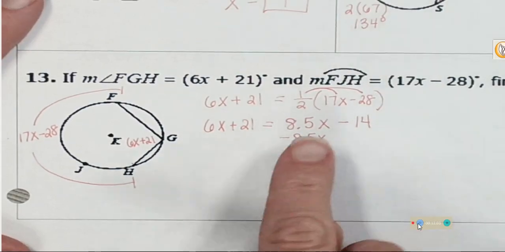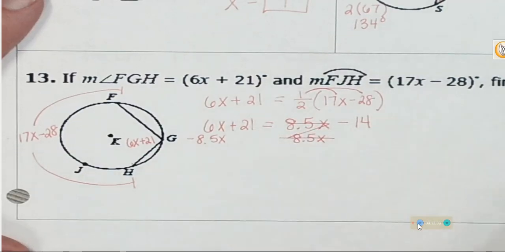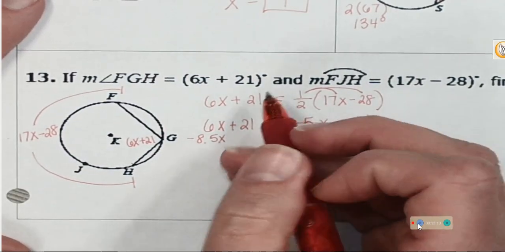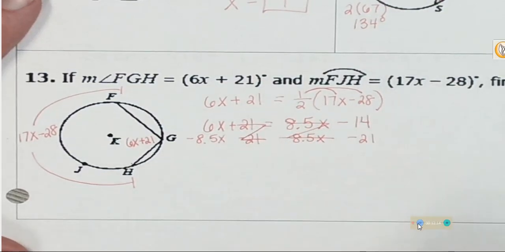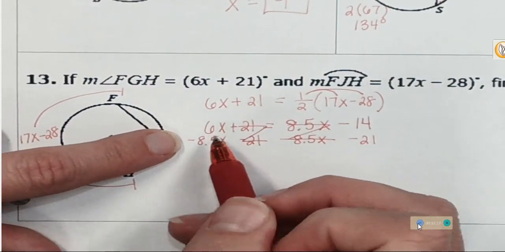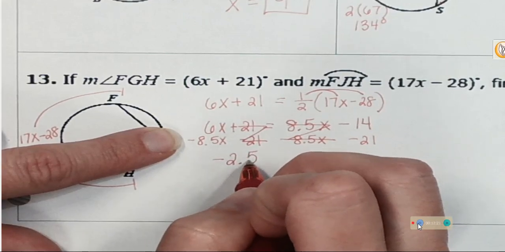Come on, talk to me. How do you move a positive? You're going to subtract. Okay? Now, these inverses zero out. I'm going to go ahead and move this positive 21 using its inverse. Inverses zero out. So I take my calculator, 6 minus 8.5, and that gives me negative 2.5x.